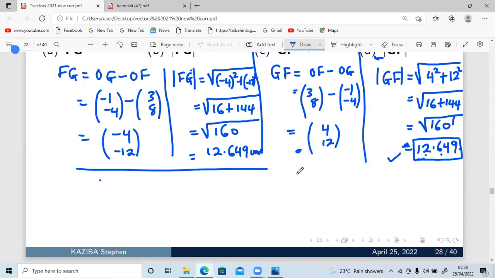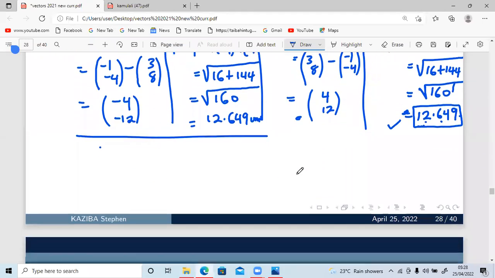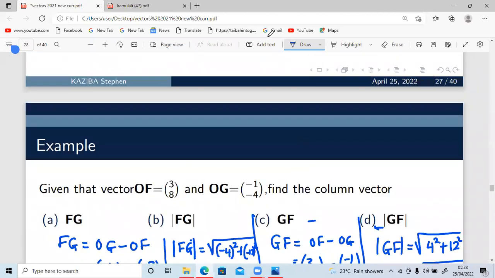Excuse me, sir, I'm just asking, why don't we use OF instead of OG to subtract OF? Okay, like I've said, those were okay. I'm saying, let me just do a quick one, please, members.